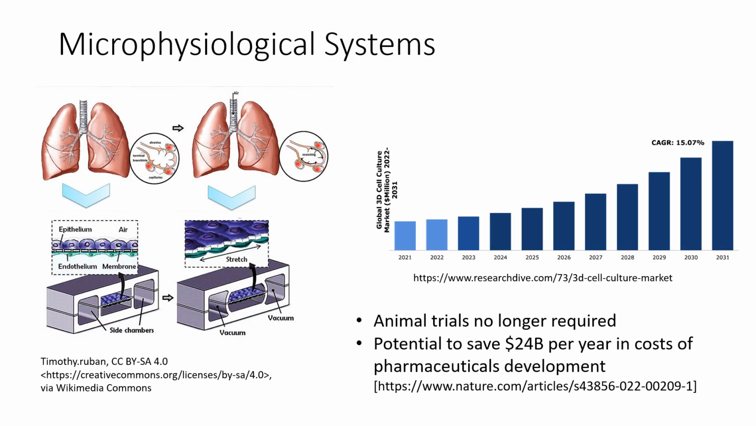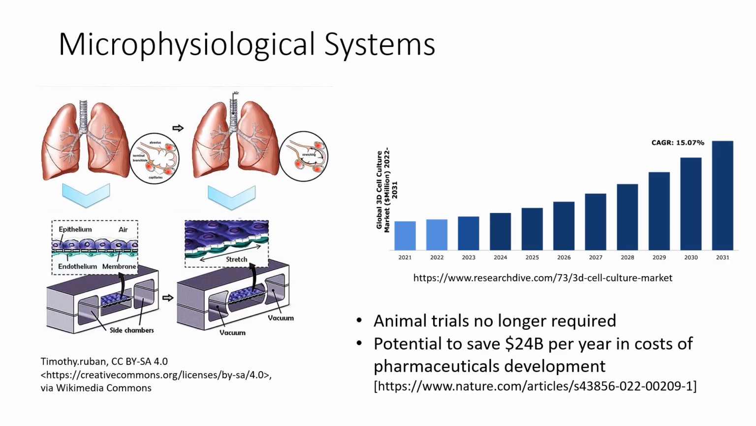A recent paper from a company called Emulate demonstrated that microphysiological systems using human cells can be more accurate than animal testing when it comes to predicting the effects of drugs, because the biology of animal cells is quite different than humans. This improved prediction accuracy could save pharmaceutical companies around $24 billion per year.